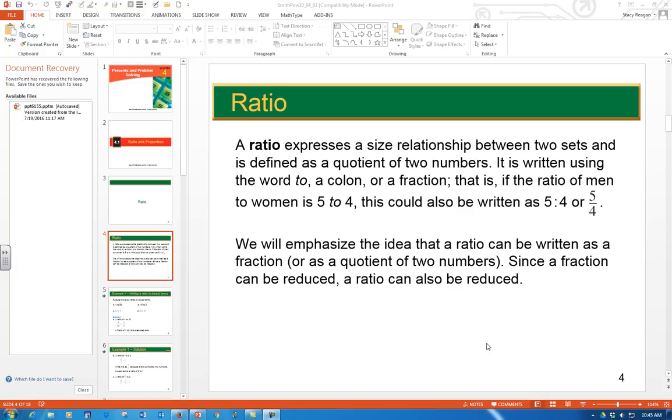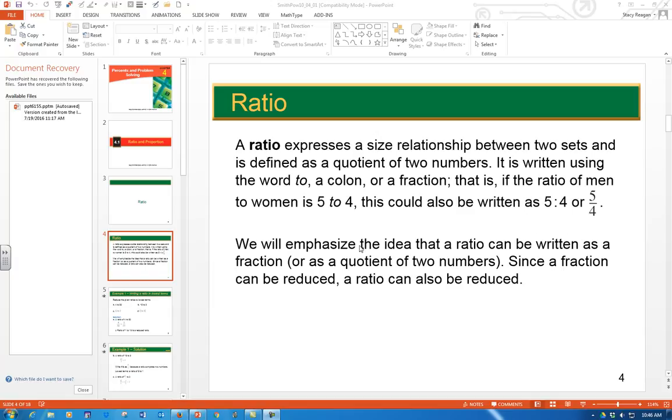It says a ratio expresses a size relationship between two sets and is defined as a quotient. Quotient means a division problem or a fraction of two numbers. It is written using the word to, a colon, or a fraction. That is, if the ratio of men to women is 5 to 4, this could also be written as 5:4 or 5/4. It's read still 5 to 4.